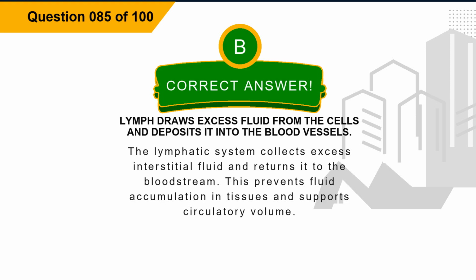The correct answer is option B, lymph draws excess fluid from the cells and deposits it into the blood vessels. Explanation: the lymphatic system collects excess interstitial fluid and returns it to the bloodstream. This prevents fluid accumulation in tissues and supports circulatory volume.